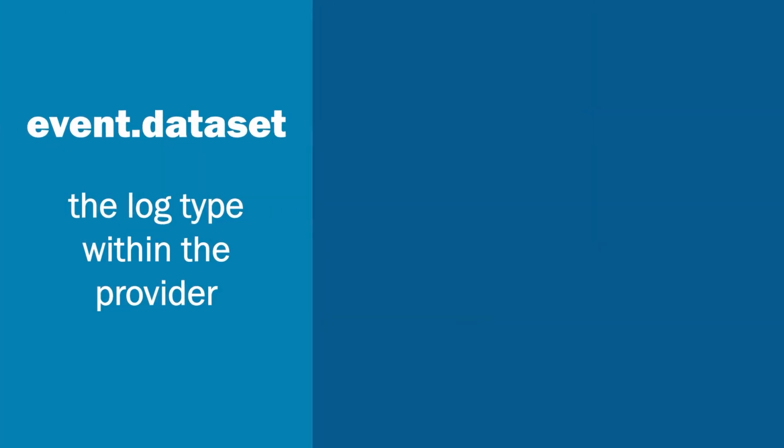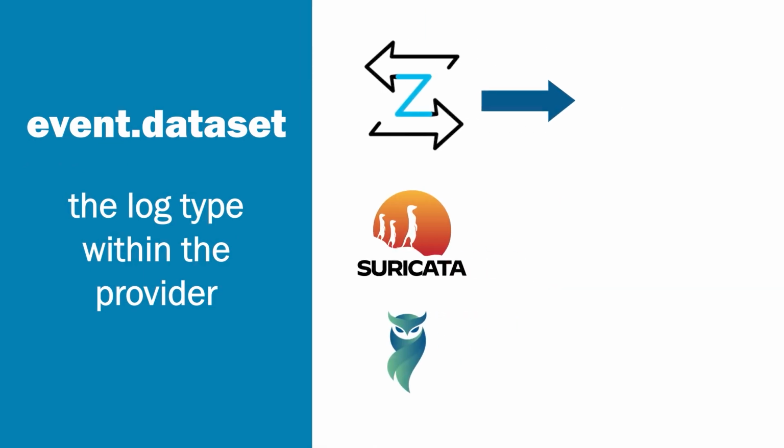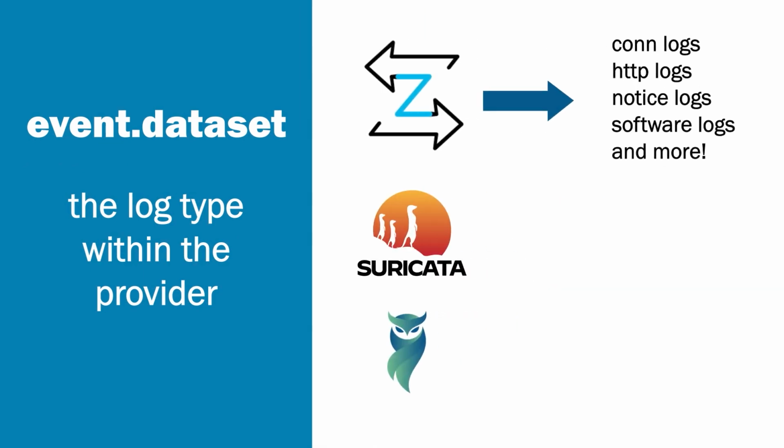Next, Event.dataset is the log type within the provider. For Zeek, it varies. Zeek has logs such as conn or connection logs, HTTP logs, notice logs, software logs, and more. For Suricata, it is always alert. For Arkime, it is always session. This distinction is necessary because Zeek generates multiple log types, while Suricata and Arkime each generate only one log type.